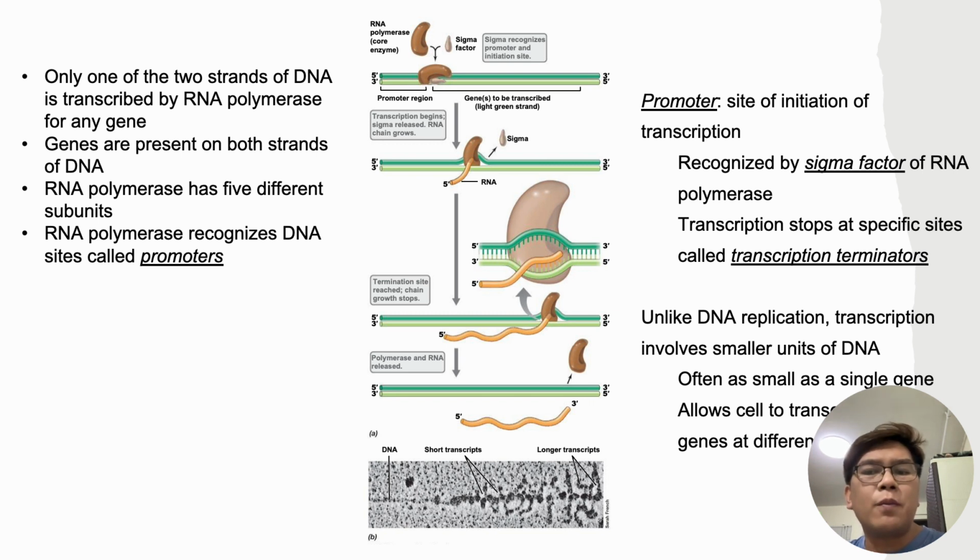Remember that the promoter is a site of initiation of transcription which is recognized by the sigma factor of RNA polymerase, and that transcription stops at specific sites called transcription terminators. Unlike DNA replication, transcription only involves a segment of DNA for the synthesis of an RNA strand.